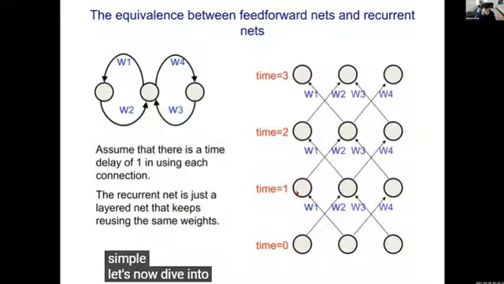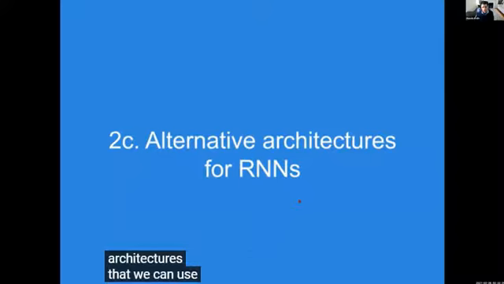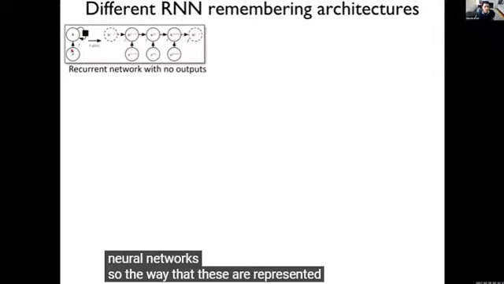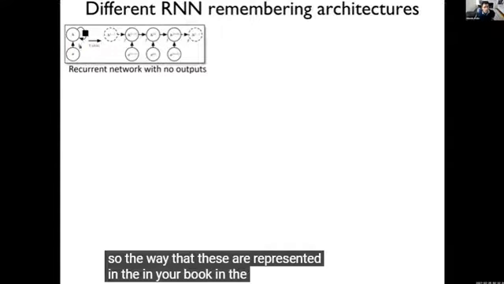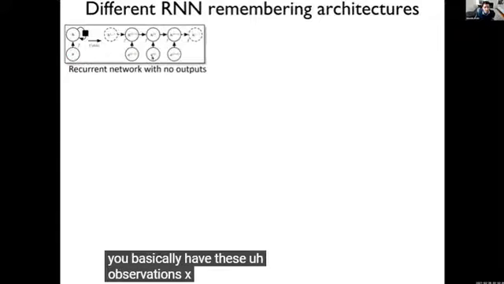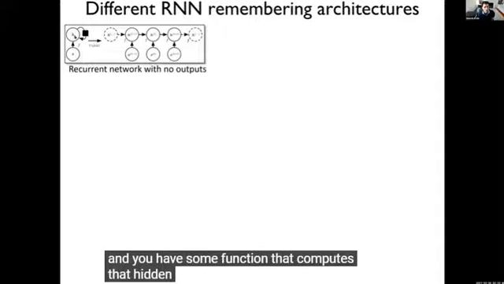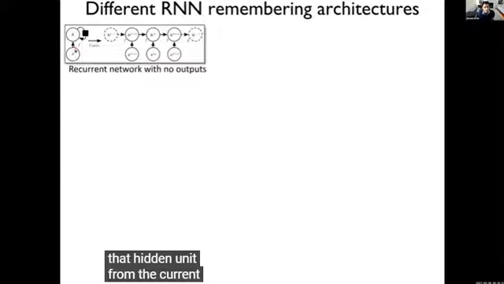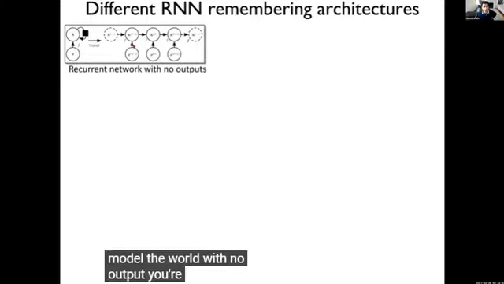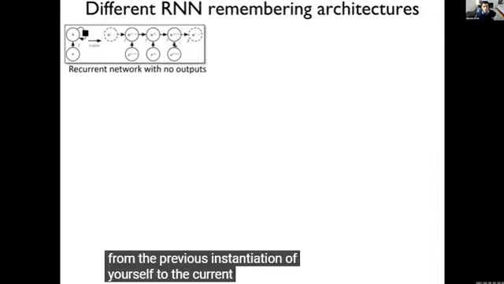Let's now dive into the specific architectures that we can use for those recurrent neural networks. The way that these are represented in the Goodfellow book, you basically have these observations, X, feeding into hidden units. And you have some function that computes that hidden unit from the current X. And you're just trying to model the world with no outputs. You're basically receiving information from the previous instantiation of yourself to the current time point each time.